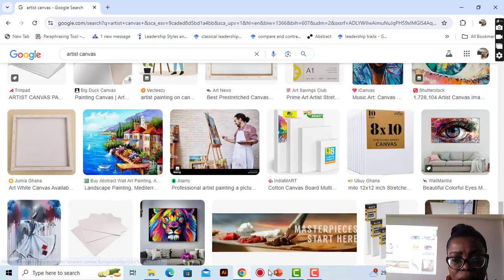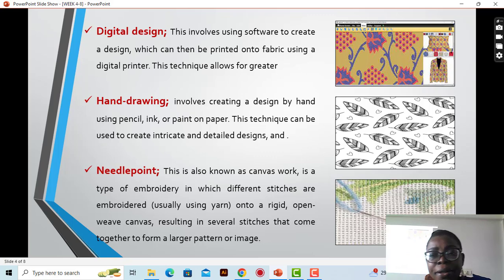All right, so let's go back. Needle point, also known as canvas work, is a type of embroidery in which different stitches are embroidered, usually using yarn, onto a rigid open weave canvas, resulting in several stitches that come together to form a larger pattern or image. So you see this canvas, look at this canvas properly. It is porous. It's square, square, square, and the holes are visible. They are quite big, and you can see.